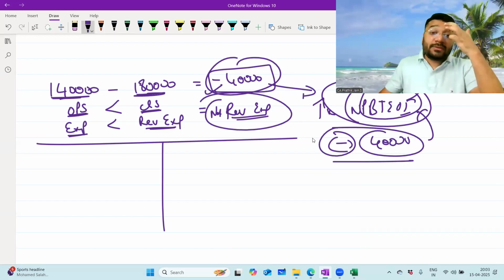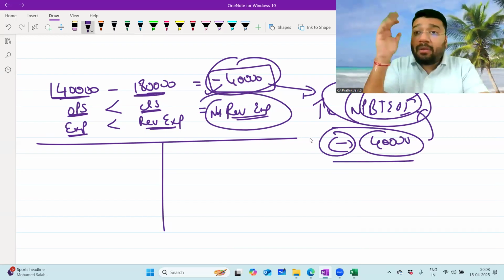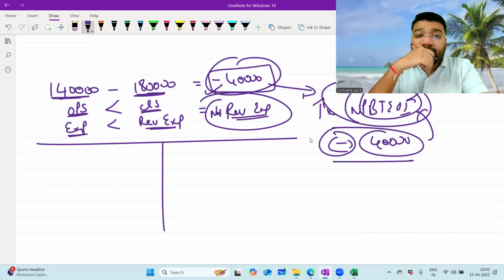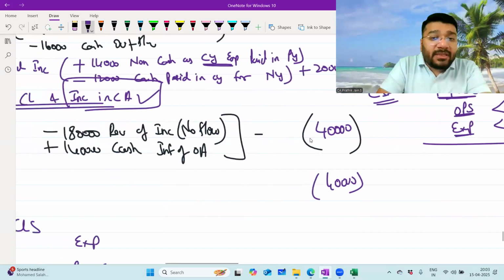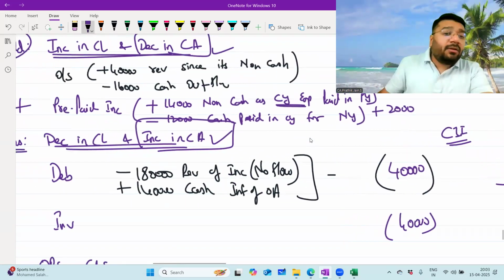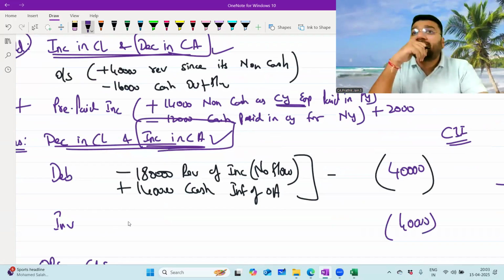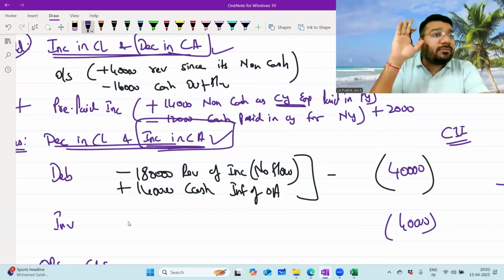Any problem in this? Online people, any problem in this? No, sir. So now this 40,000 rupees is subtracted in the adjustments. Do you have any problem in this? No, sir. Are you able to digest the point? Yes, sir.